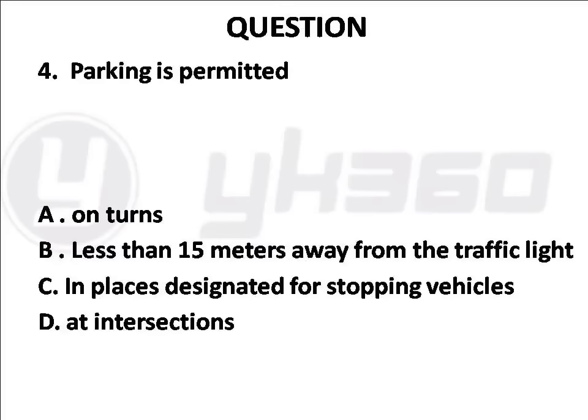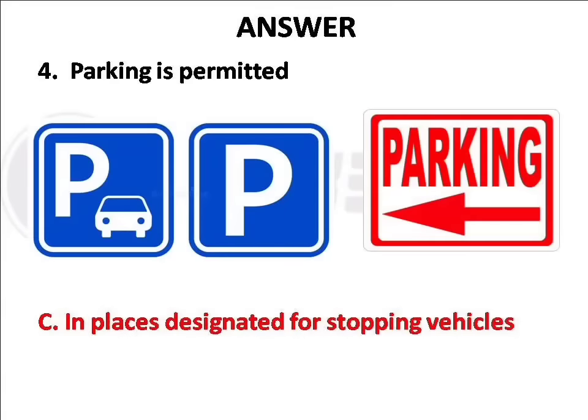Question number 4. Parking is permitted in? The options are A. On turns, B. Less than 15 meters away from the traffic light, C. In places designated for stopping vehicles, D. At intersections. Answer is option C. In places designated for stopping vehicles.